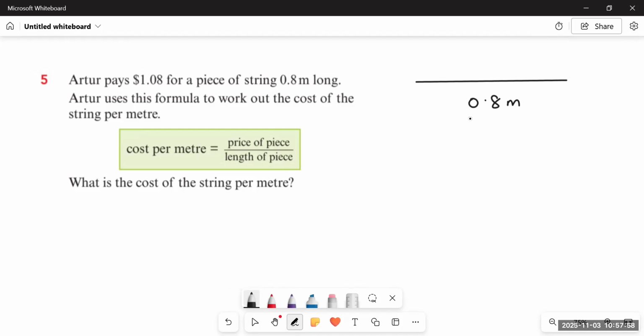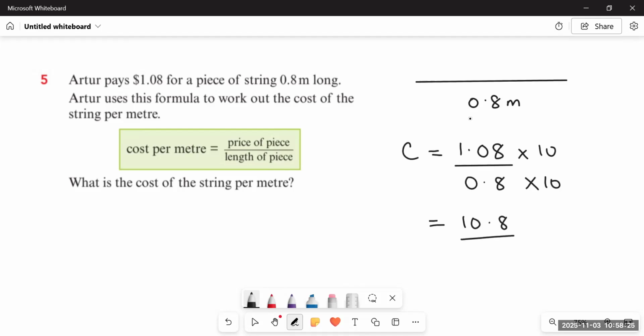So what he did to find out the cost per meter, he put the price of piece in the numerator and the length of piece in the denominator. So we are going to do the same thing to find out the cost. He will put the price, that is 1.08, in the numerator and the length in the denominator. Since there is only one decimal in the denominator, let's multiply both of them by 10. On doing this, we will get 10.8 over 8 whole. And now we will divide it.